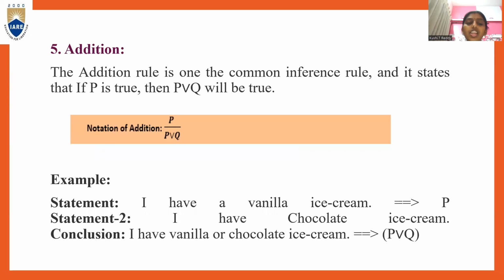The fifth thing is addition. The addition rule is one of the common inference rules, and it states that if P is true, then P or Q will also be true. So let us take an example. Statement 1, I have a vanilla ice cream, that is P. Statement 2 is I have a chocolate ice cream. I have vanilla or chocolate ice cream. So P can always be written as P or Q.